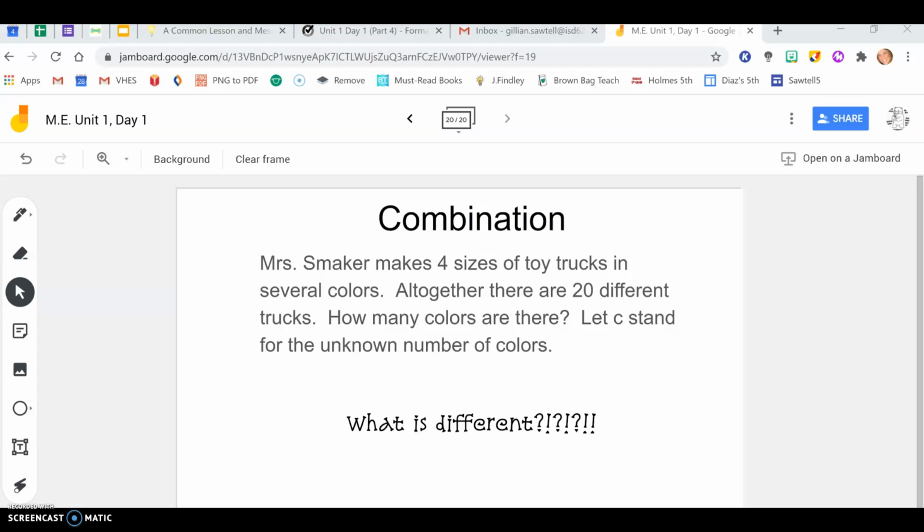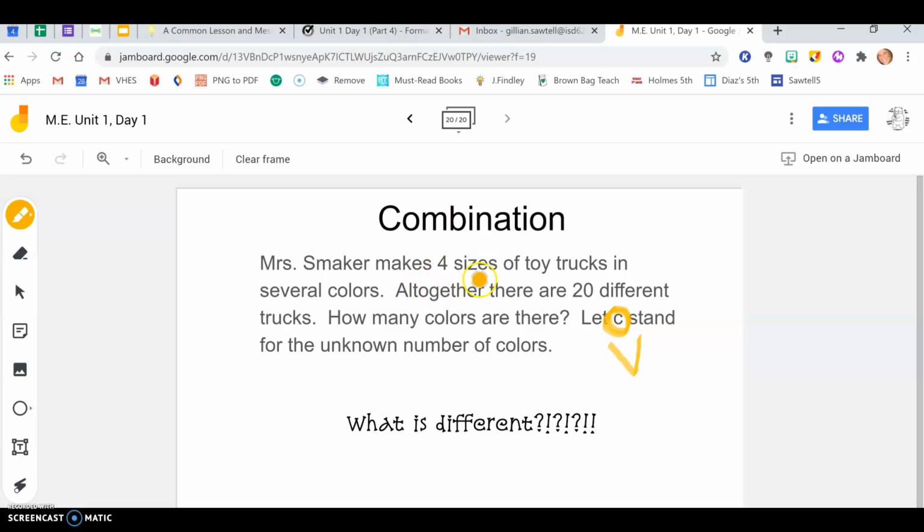But today's combination problem is a little bit different. It reads, Mrs. Smaker makes 4 sizes of toy trucks in several colors. Altogether, there are 20 different trucks. How many colors are there? And let C stand for the unknown number of colors. So a few things I notice here. First, they're giving me my variable. So there's my variable.